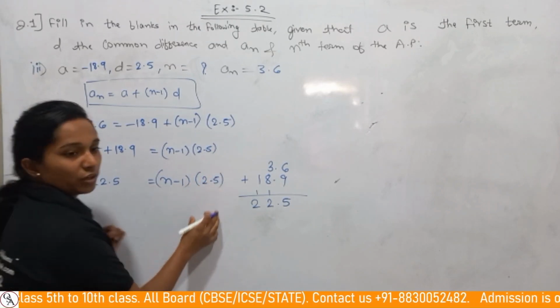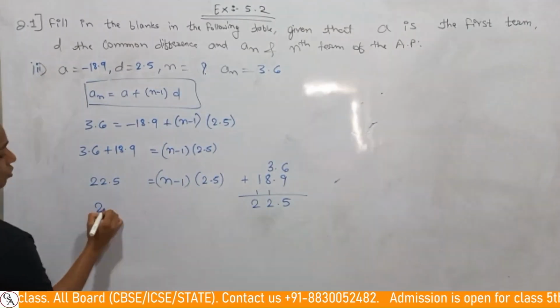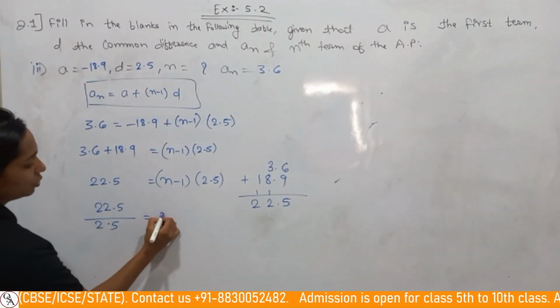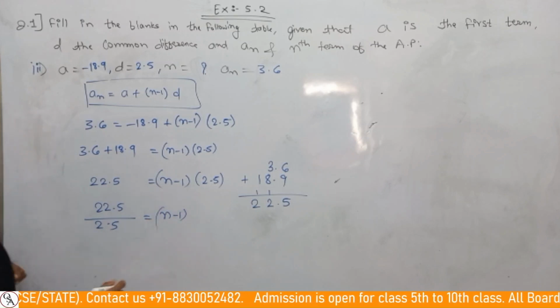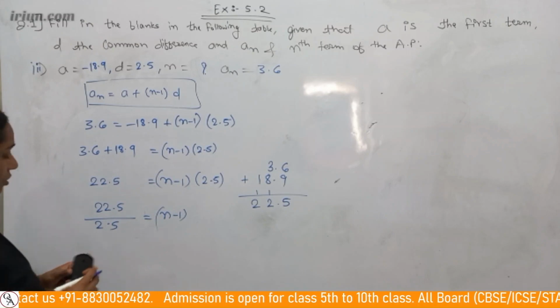So this 2.5 is in multiplication; when it goes to the other side it will be divided. So 22.5 upon 2.5 is equal to n minus 1. So see how you will do the division.